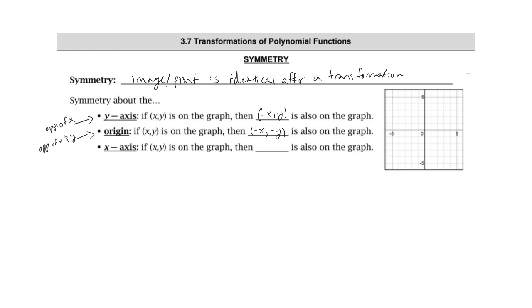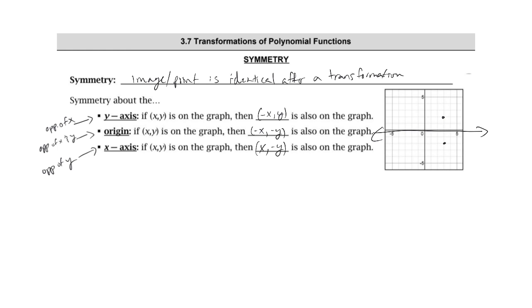Okay, and then lastly is about the x-axis. So this would be the opposite of y, right? Because right here's your x-axis. So if a point is up here, its symmetric point would be right here. So it's the opposite of y.